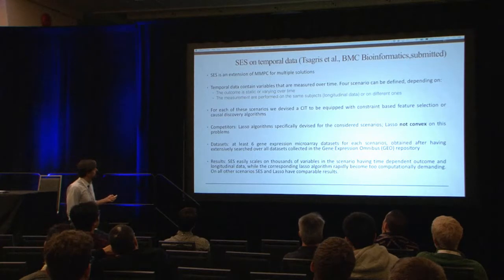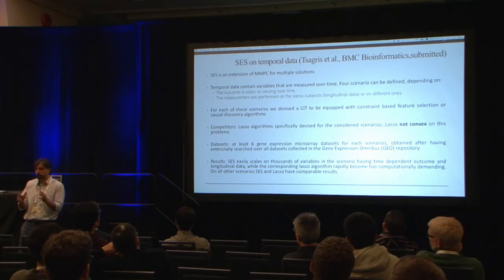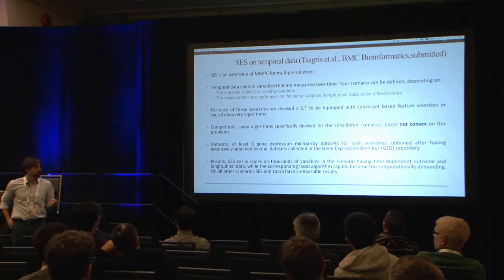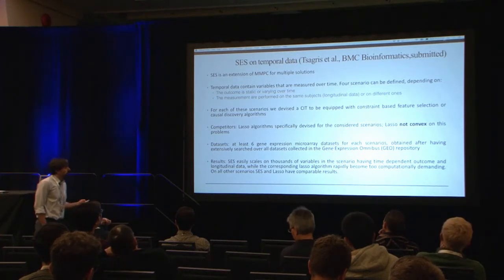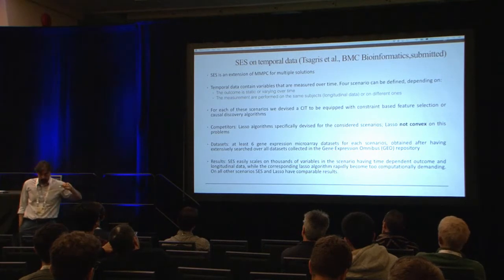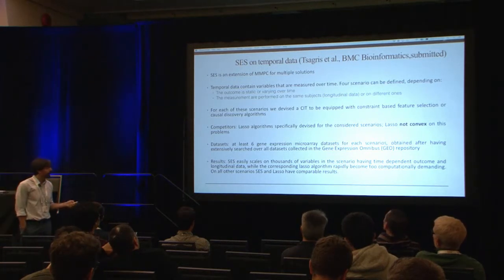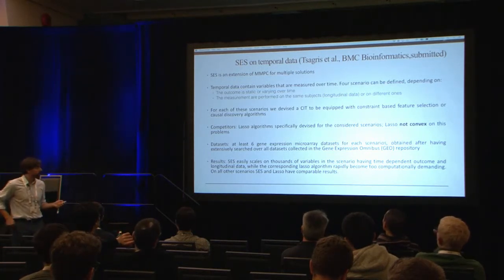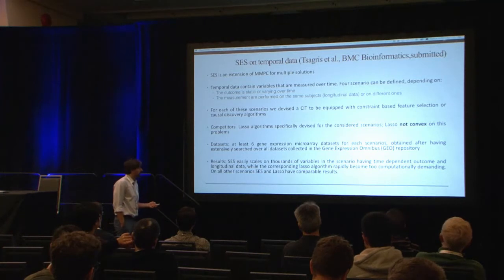And recently, just submitted, we equipped it with a conditional independence test for temporal data, time course data, for example, gene expressions over time, and tested on several data sets in the public domain. It's interesting that in this case, Lasso doesn't give you a convex problem. The problem of L1 norm minimization with time course data is not convex anymore, and Lasso doesn't really scale up. At least the implementation available doesn't. I don't know if it's a theoretical problem, but I think it is. But SES does scale up quite well.